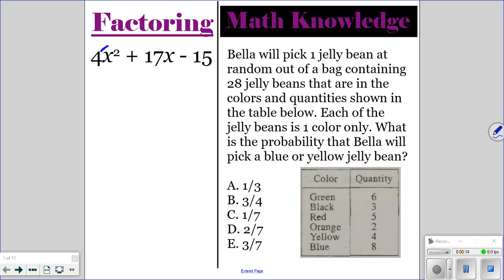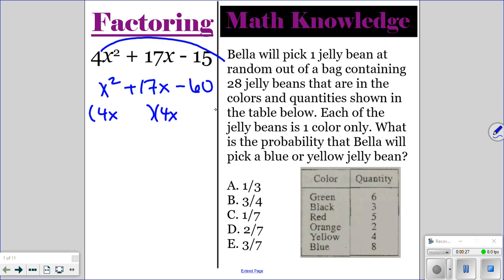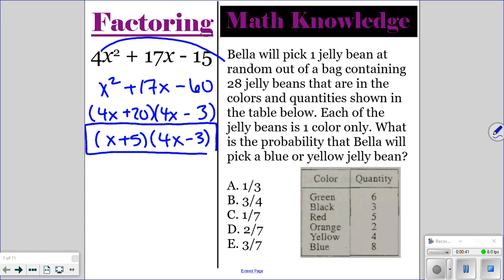So you're going to multiply by 4 and 15 to remove it. So x squared plus 17x minus 60. And then you're going to replace your 4. And that's going to be a positive 20 and a negative 3. So the first one we'll divide by 4 to make x plus 5. And then the second one will stay as 4x minus 3. And so that would be your answer.